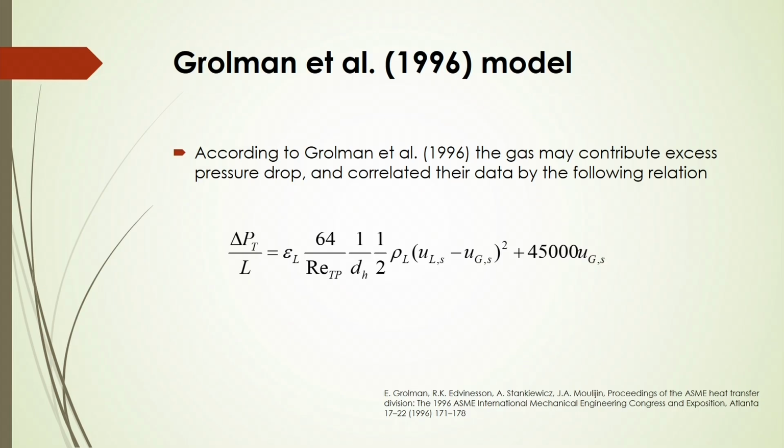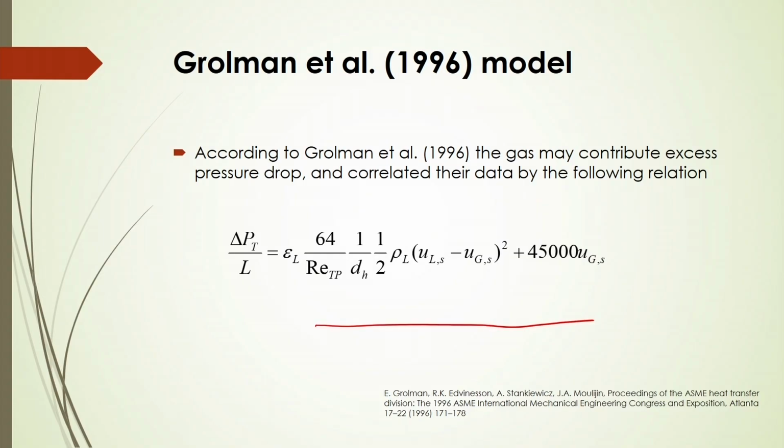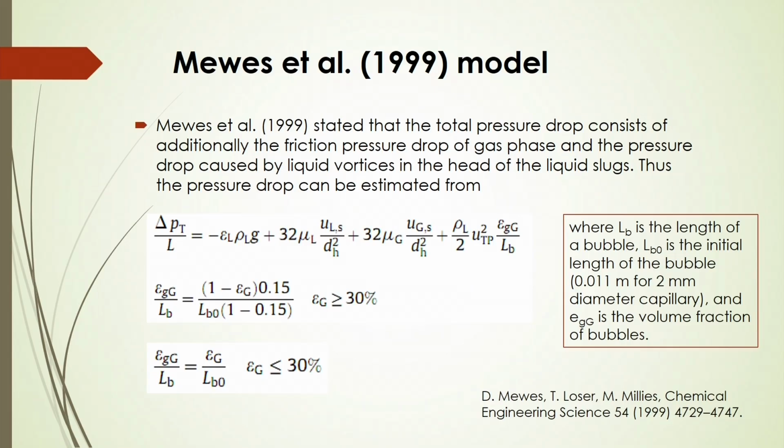And according to the Grollman et al. model given in 1996, they suggested a correlation based on their experimental data to obtain the total frictional pressure drop based on this equation. So, you can directly obtain the frictional pressure drop at your particular operating condition once you know the gas and liquid velocity and the physical properties of the system.